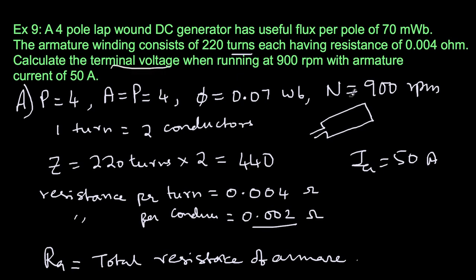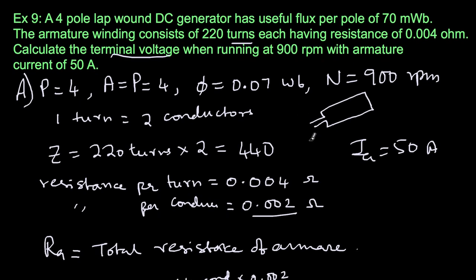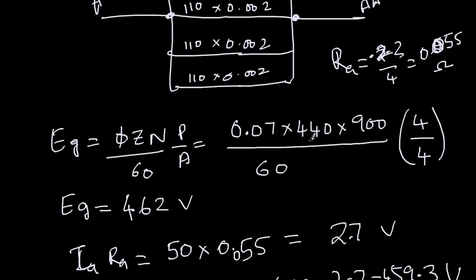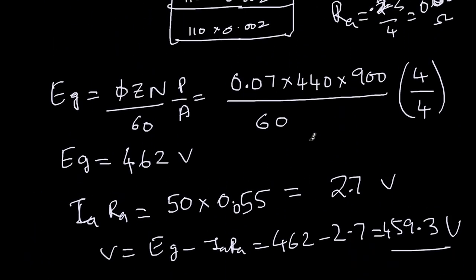Calculate the terminal voltage when running at 900 RPM. That is what was asked. So I think we had finished that part of the question. I hope your answer is matching with my answer. So let's look at the next question.